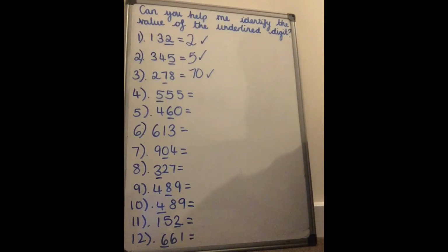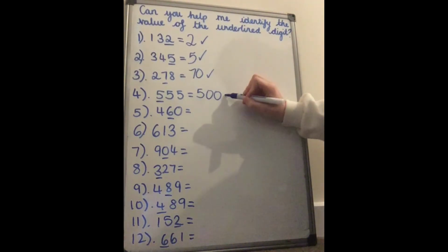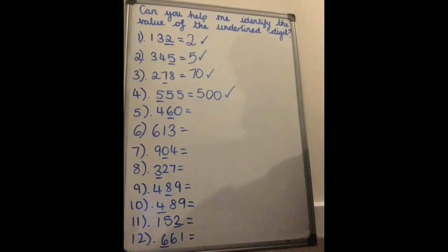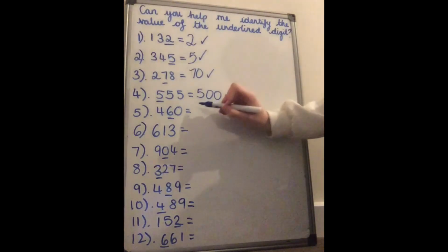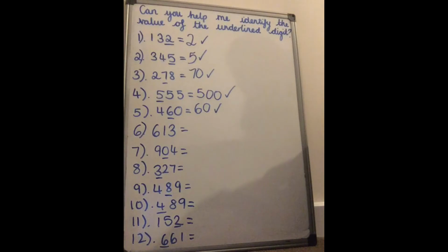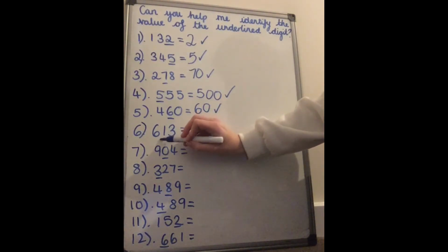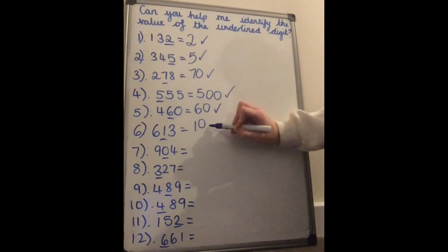Next one, 555, and the first 5 is the one that's been underlined. What do you think the value of that 5 might be? You're correct, it's 500 because it's in the hundreds column. Next one, 460, the value there, 6 tens. 6 tens is 60. Next one, 613, hasn't actually had one underlined, there we go. It's got 1 10, which is 10.